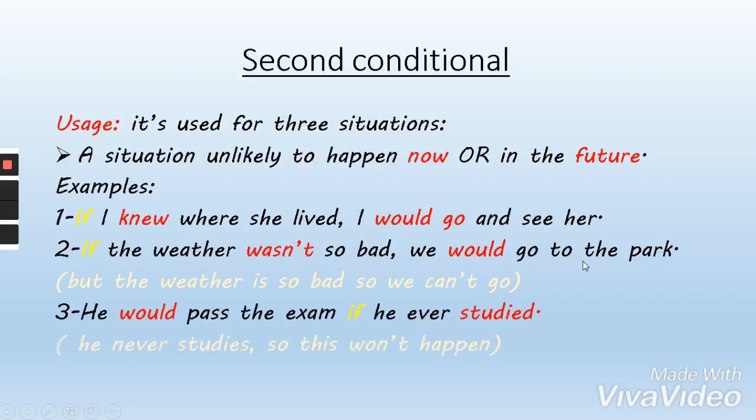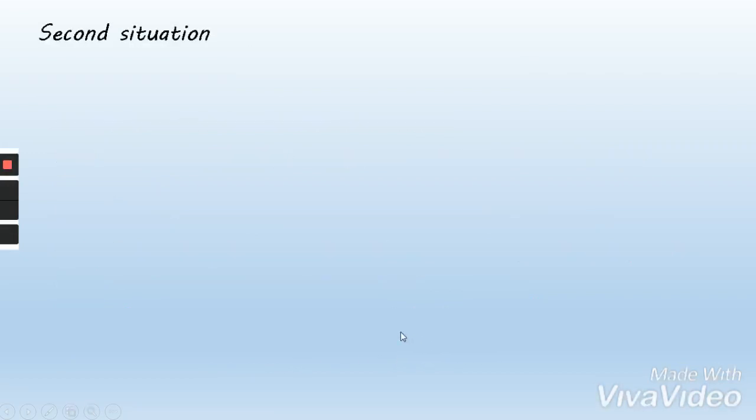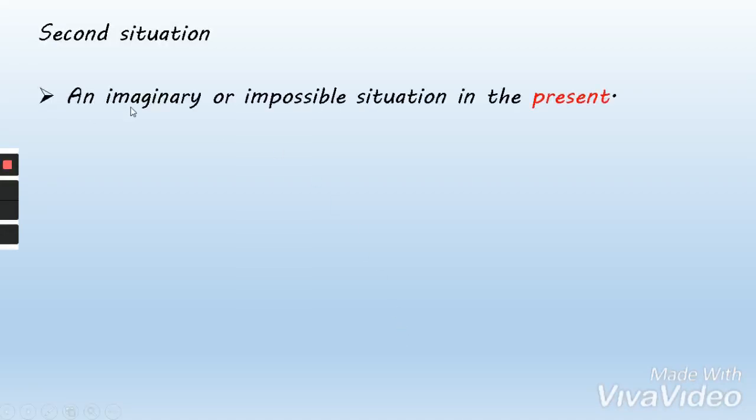Okay? How do we form it? Before we talk about the form, let's see one more example here. He would pass the exam if he ever studied. The meaning of this sentence: he never studies, so this won't happen. The second usage of the second conditional is when we're talking about an imaginary situation or something which is impossible to happen, an imaginary or impossible situation in the present.